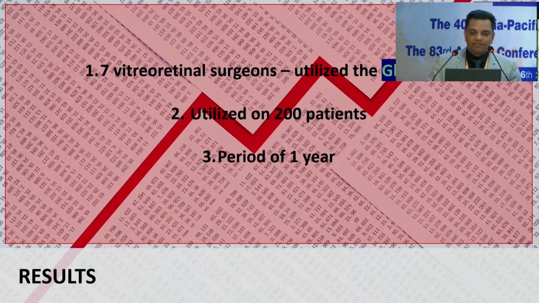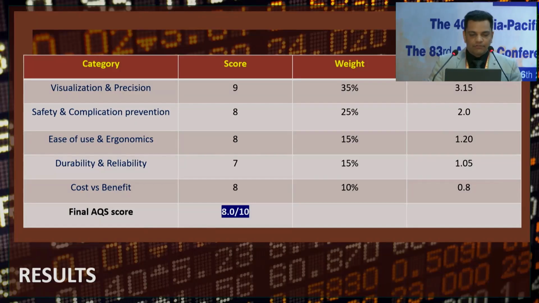So 7 VR surgeons used the Glowport in 200 patients for a period of 1 year, and this was the scoring. Visualization was around 9, they were happy with the illumination, and they did not have to keep on switching the light on and off. It was safe, there was no trocar misplacement or anything. It's ergonomic and easy to use and insert.